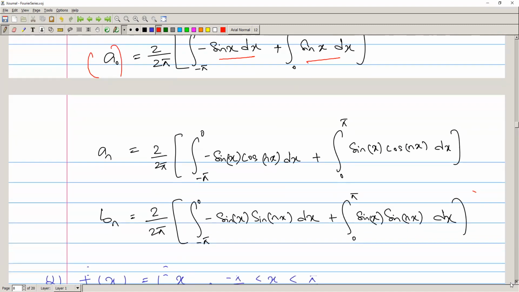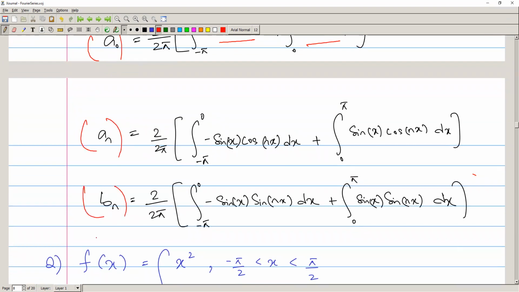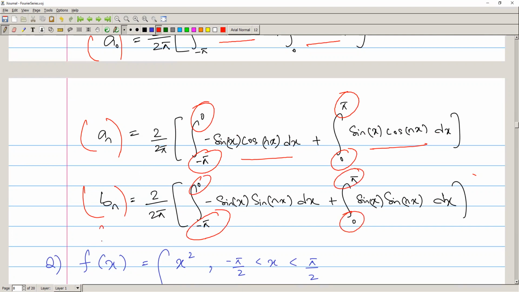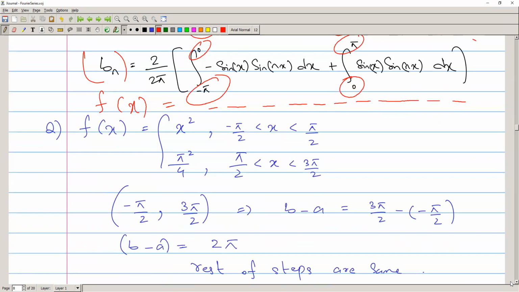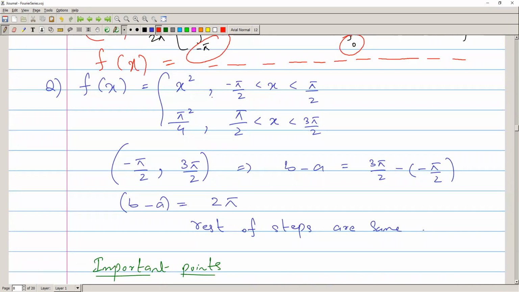Similarly, for an and bn, we can do it in a similar fashion, right? Negative sine x times cosine nx, then sine x times cosine nx. First is from negative pi to 0, second is from 0 to pi. Right, so similarly for bn, again the series will be generated and you have to solve all these questions, right?